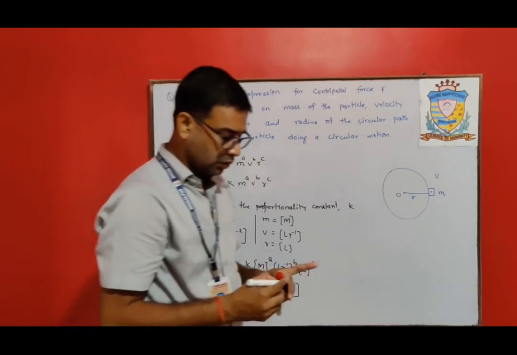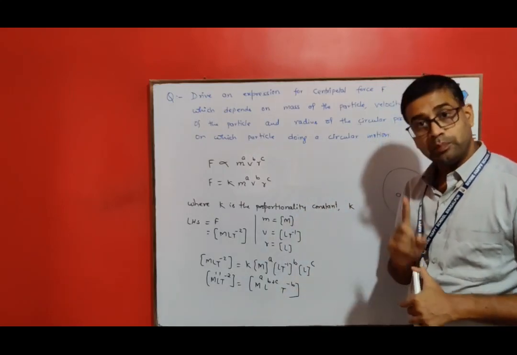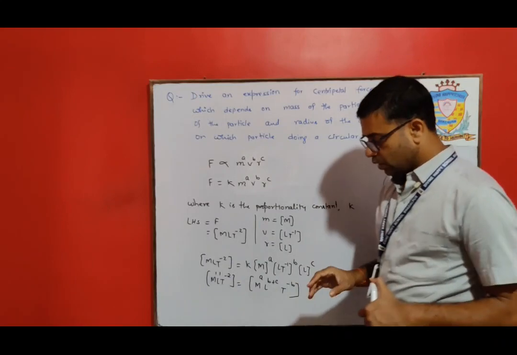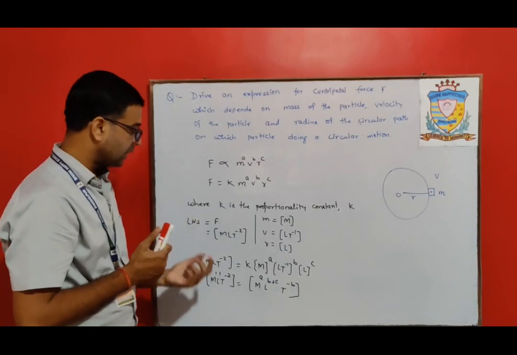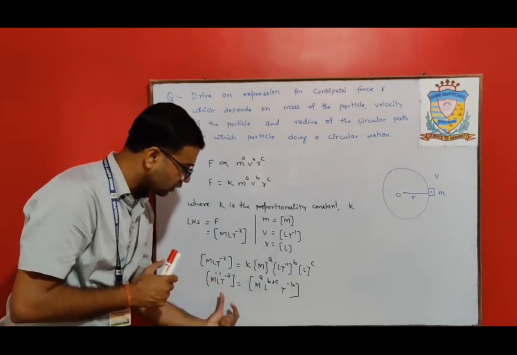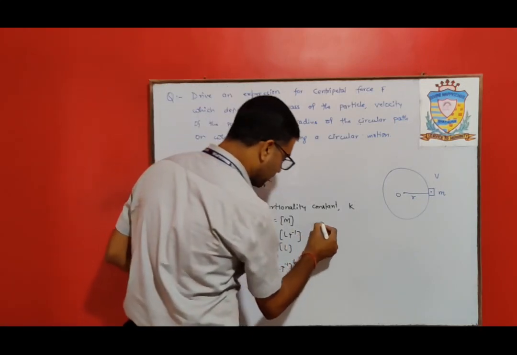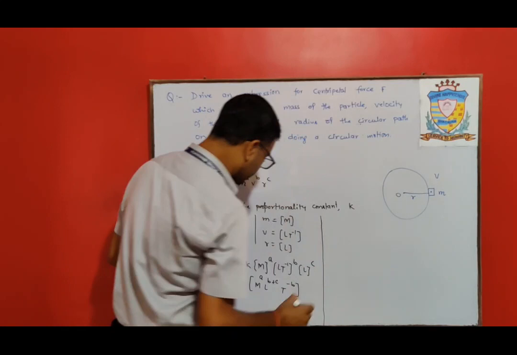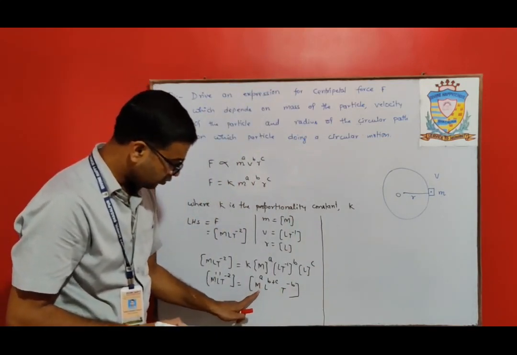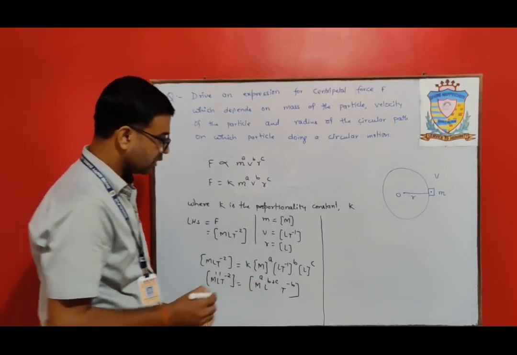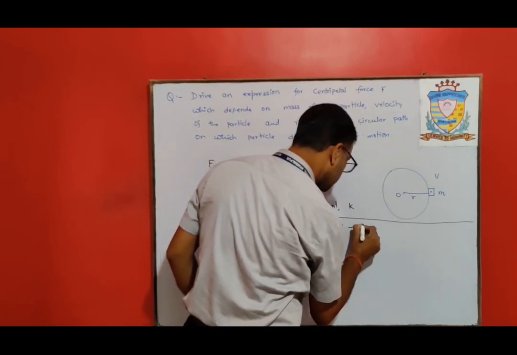Clear? So according to the principle of homogeneity, we can add, subtract and compare only the same quantities. And one more thing, according to the principle of homogeneity, the dimensional formula of these two terms must be the same. So compare the powers of mass first, then L, then T. Here M to the power a on one side and 1 on the other, so a equals 1.